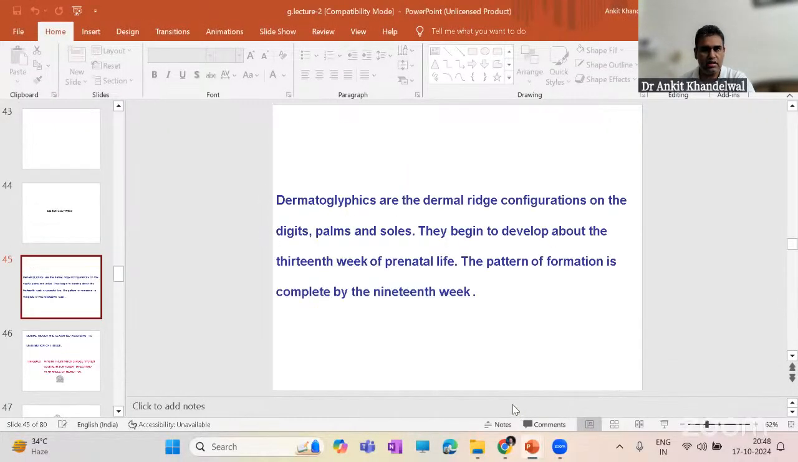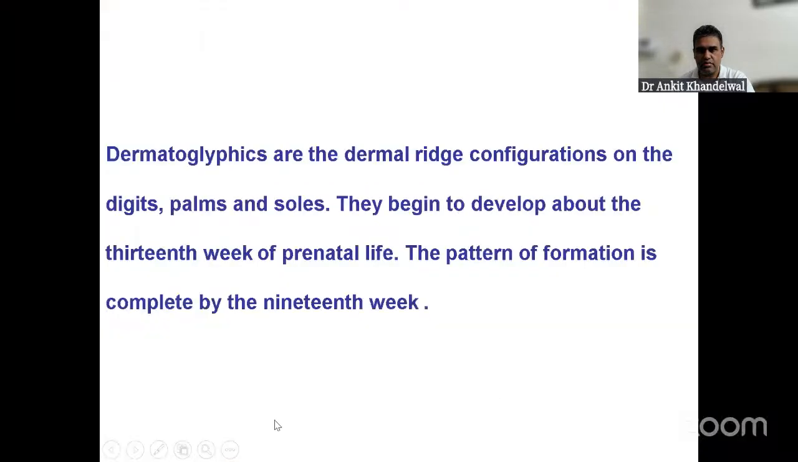Okay, just a second. Right, over here. So we were discussing, we begin with the dermatoglyphics. Okay, let us do at least dermatoglyphics. I'll show you some images. You might begin to have some interest in this.